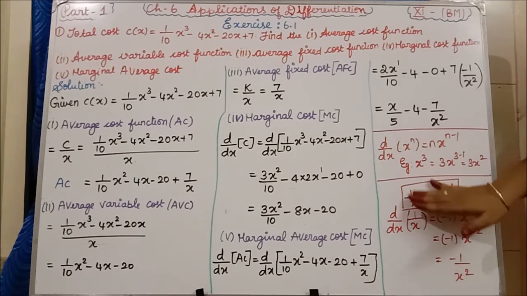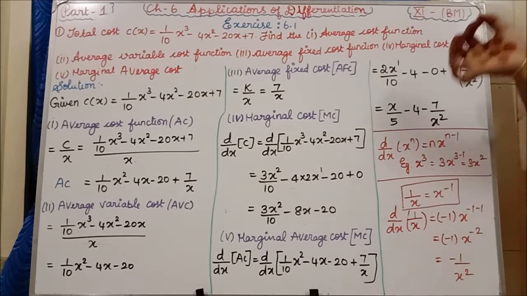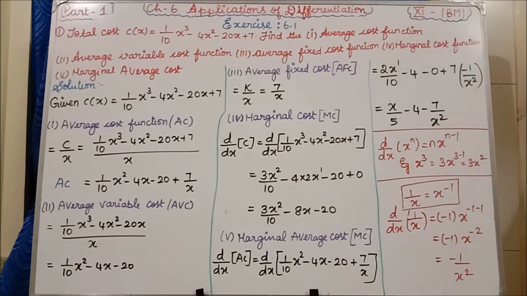So I will not do this calculation for all the problems. If I say differentiation of 1 by x, immediately without this step you have to say minus 1 by x square. Clear? Differentiation of 1 by x, the answer is what? Minus 1 by x square. We will go directly; hereafter we will not see this calculation.